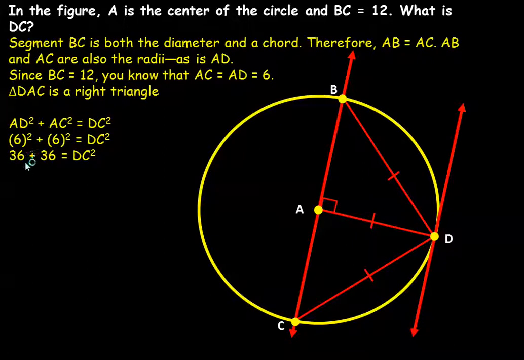So when we square 6, we get 36 plus 36 equals DC squared. That's going to give us 72 equals DC squared. Then remember, we take the square root of both sides. So when we do that, we find out that DC equals 8.49 approximately, because remember, anytime you have a decimal, it's an approximation. Okay, so let's go ahead and ignore these congruent marks because they don't really equal 6.